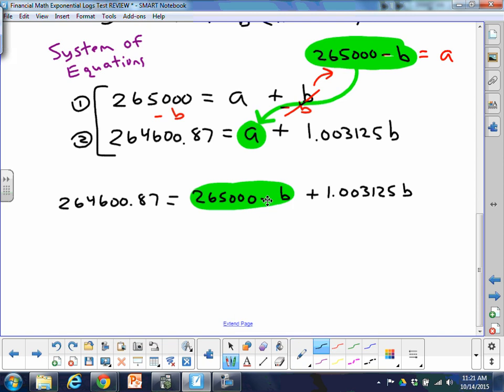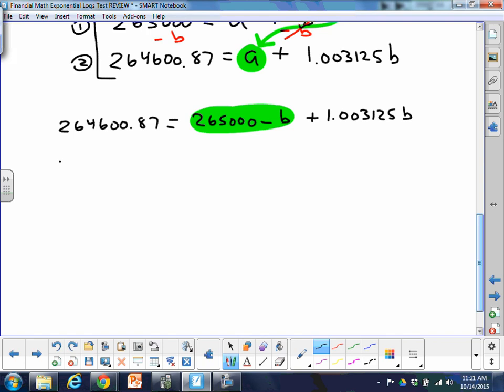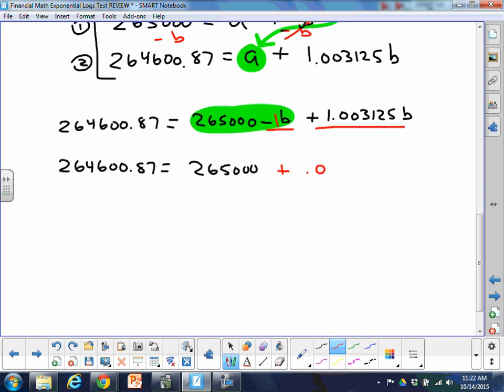Now we'll just do a little bit of algebra. We can combine some terms here. 264,600.87 equals 265,000. If I were to combine, remember that's a minus 1b, and it's going to end up being a plus 0.003125b. Then we'll go ahead and subtract the 265,000.